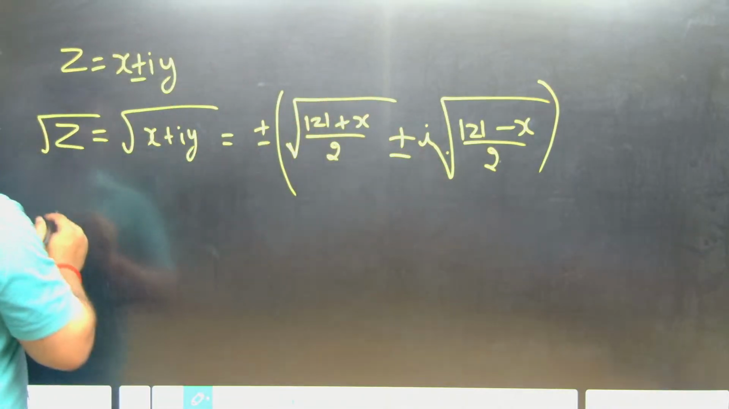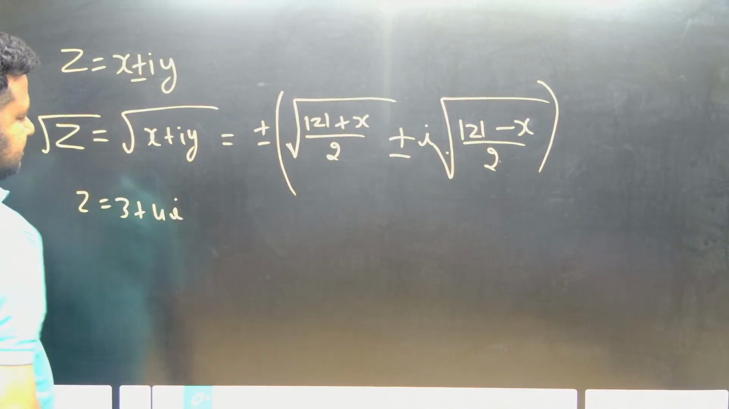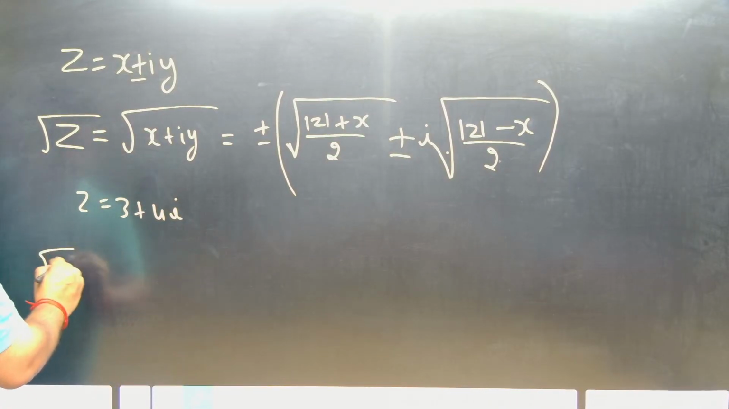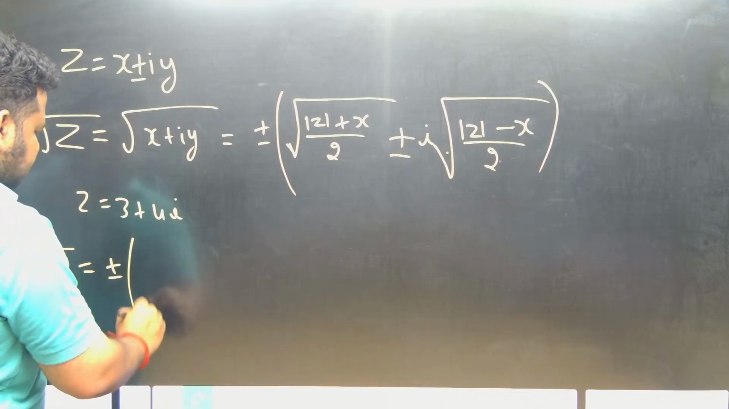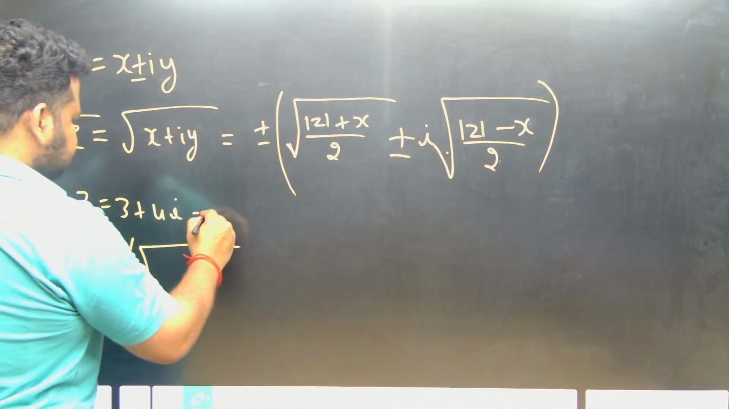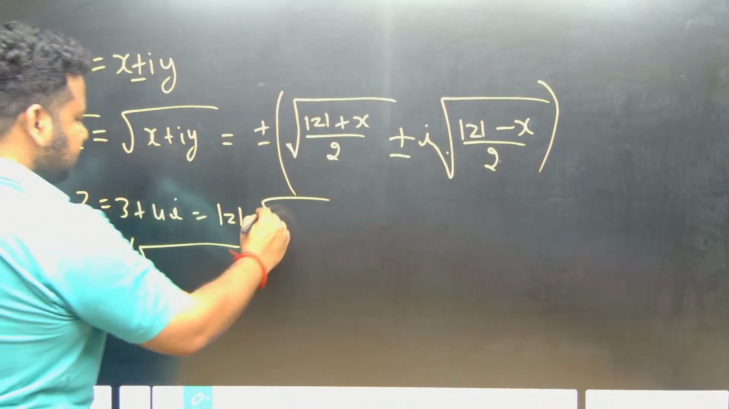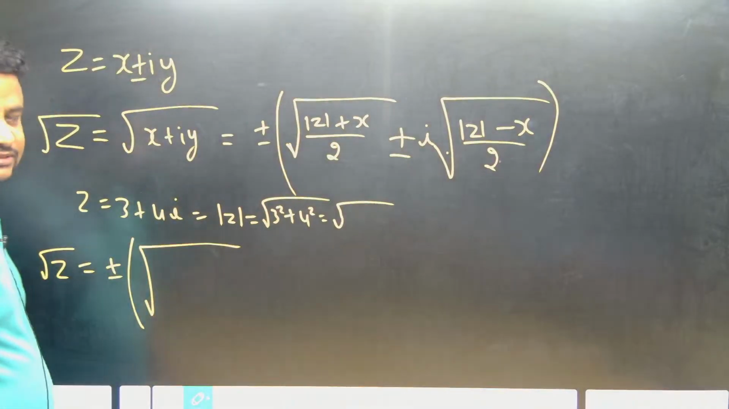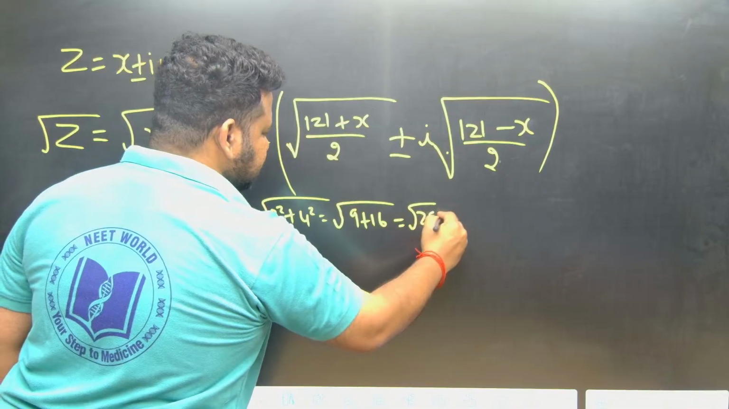Now let us take an example. Suppose z is given as 3 plus 4i. They are asking us to find the square root of z. The square root of z is equal to plus or minus. First, mod z is the square root of x square plus y square, which is 3 square plus 4 square. In yesterday's class I told you how to find the modulus. So 9 plus 16, square root of 25, that is nothing but 5.